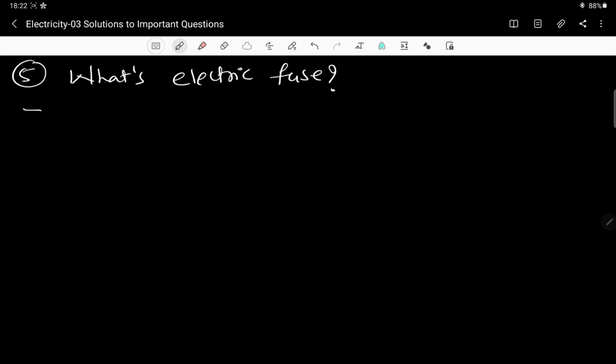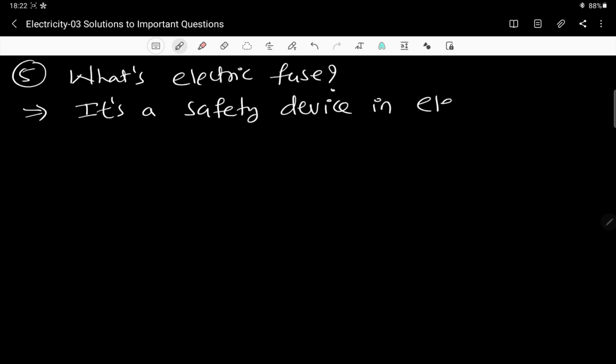Then moving to the fifth question. Now the fifth question comes: what is an electric fuse? What do you mean by an electric fuse? An electric fuse is a safety device in any electric circuit. Whatever may be the electric circuit, in that it is a safety device.